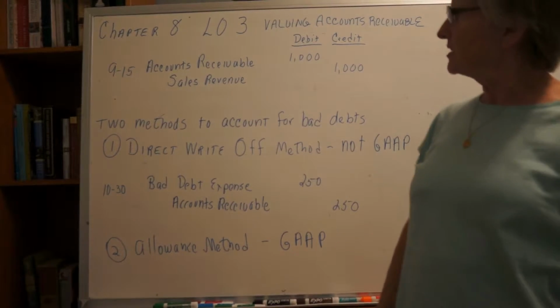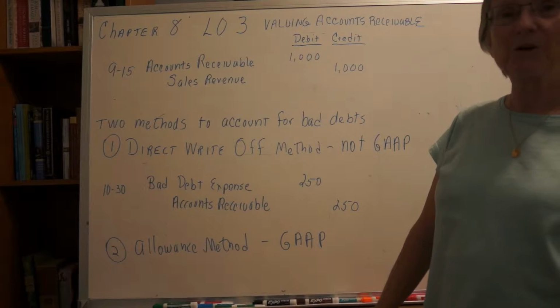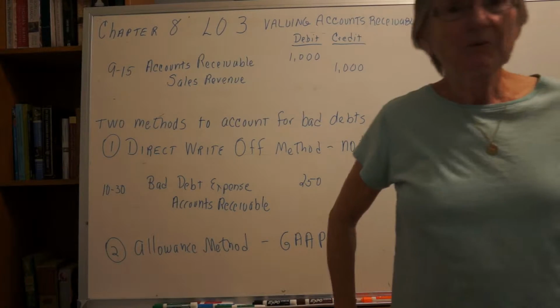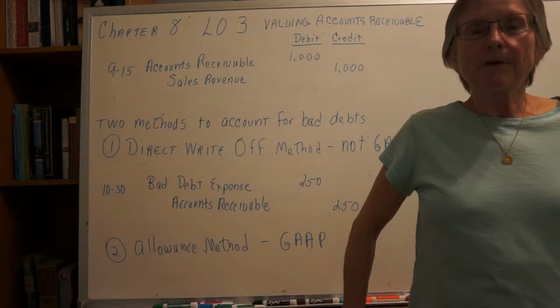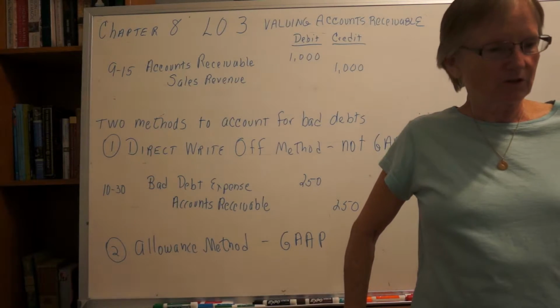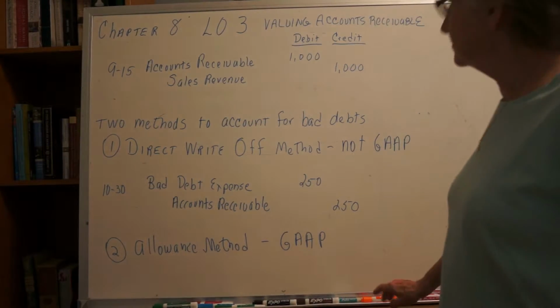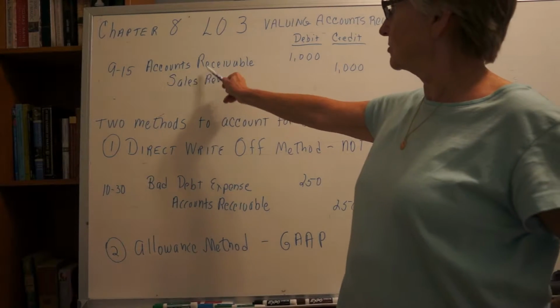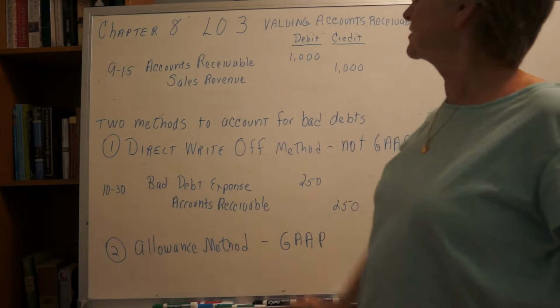So we're still on Chapter 8. This is Learning Objective 3, how we value accounts receivable. When we talk about valuing accounts receivable, we're really asking at what amount are we going to report these on our books. And so when we make sales on account, in other words, we made the sale but we haven't gotten the money yet, we make this journal entry, accounts receivable and sales revenue.